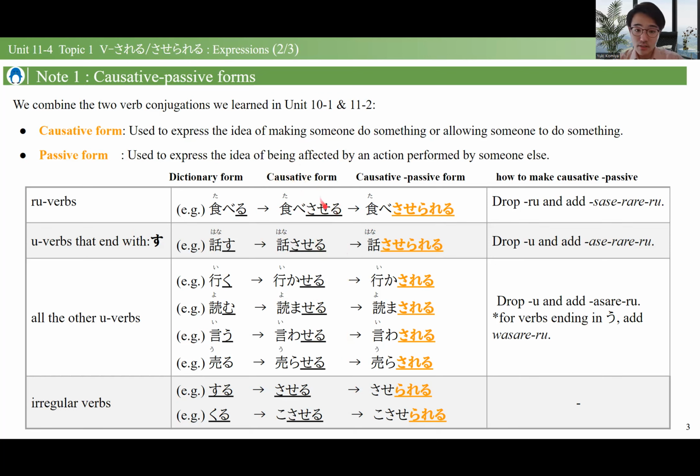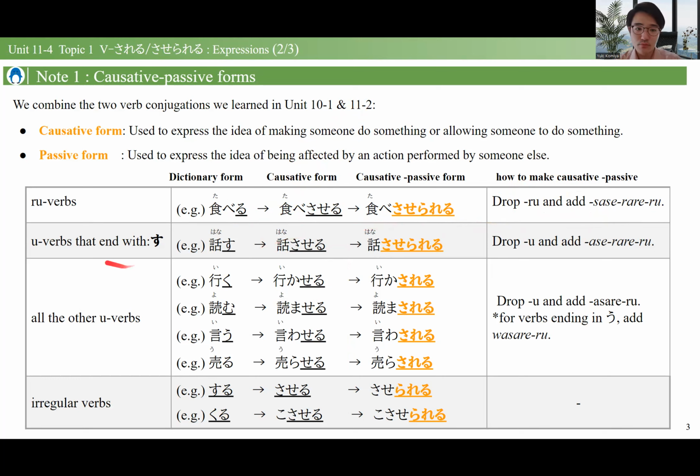So first make the causative. Make someone eat, 食べさせる. Then causative passive is 食べさせられる. It's pretty long. How to make that is we drop the る and add させられる. So if you look at 食べる, it's replaced with 食べさせられる. Replace the る with させられる, being forced to eat.